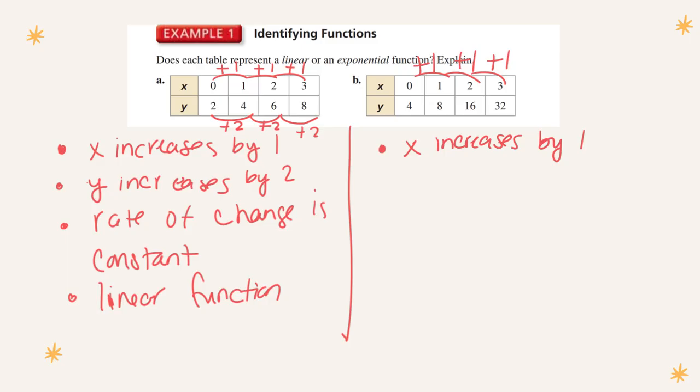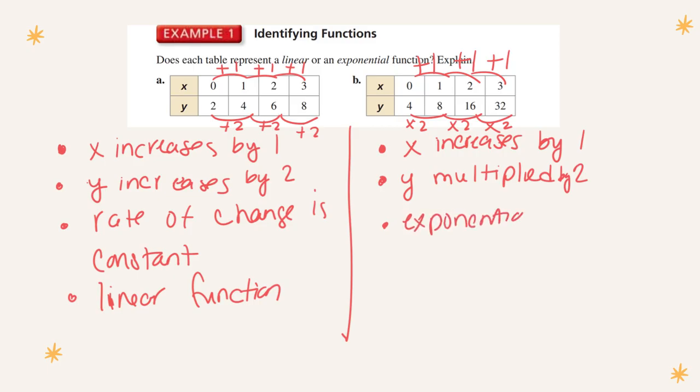Remember that it's going to be now a what? Constant percent rate of change. So we go from 4 to 8, it's multiplied times 2. 8 to 16 is times 2. And 16 to 32 is also times 2. So here, y is multiplied by 2. The function is going to be an exponential function.